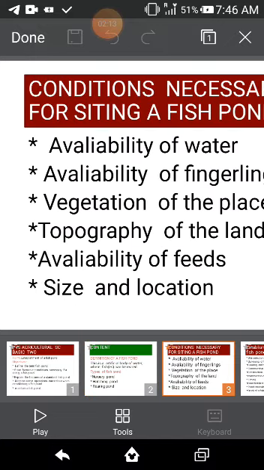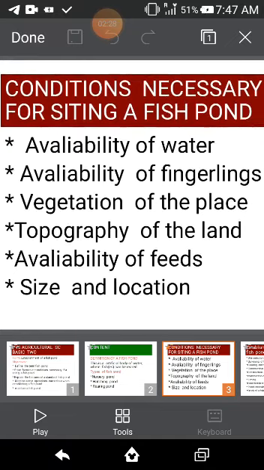What are the conditions necessary for setting up a fish pond? For you to set up a fish pond, you have to make sure that there is an available source of water. Fishes are aquatic animals, and their life depends entirely on water. The water must be free from pollution, color, smell, and taste. The source may be streams, rivers, boreholes, or springs.